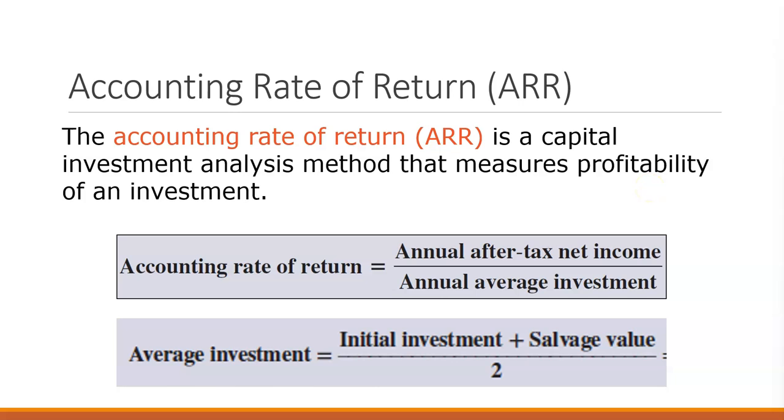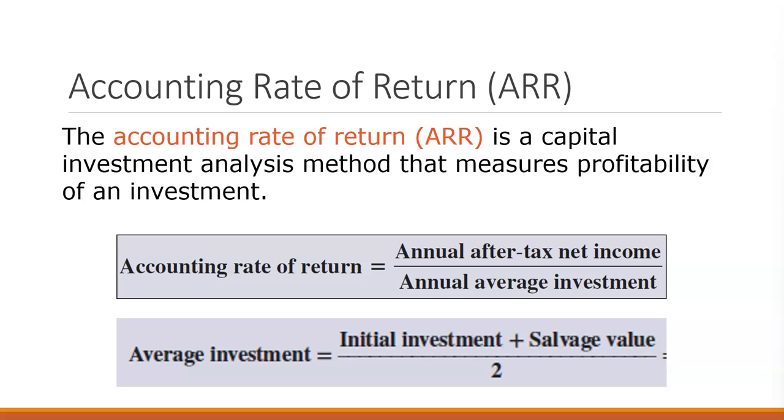The second method we're going to look at for evaluating capital budget projects is the accounting rate of return, or ARR. This capital budgeting method looks at profitability of an investment, and we can see the calculation below. It's annual after-tax net income divided by the annual average investment. And the calculation for average annual investment is the initial investment plus salvage value divided by 2.